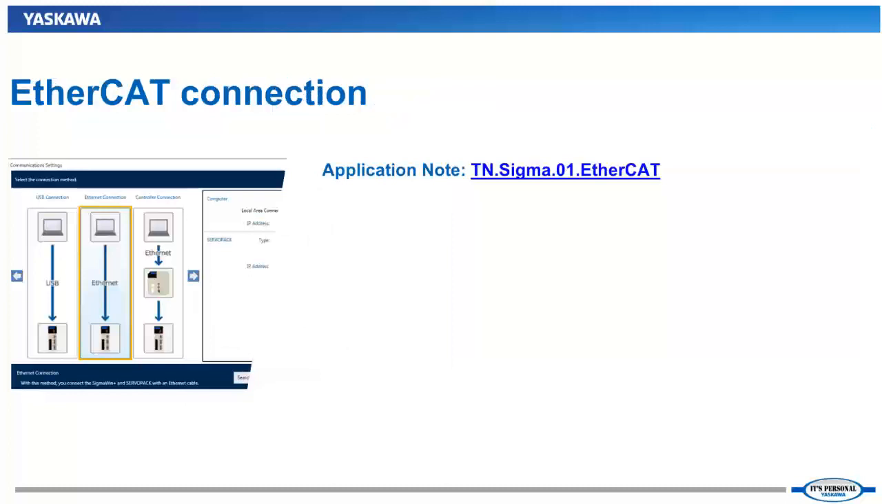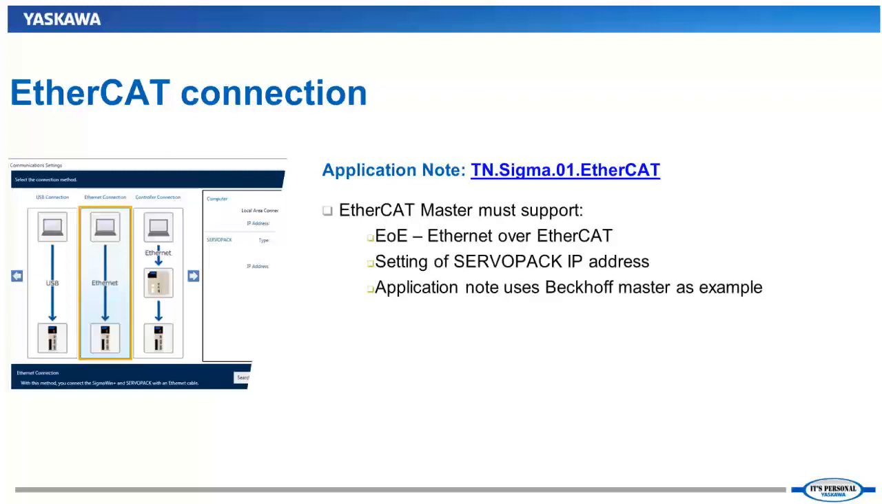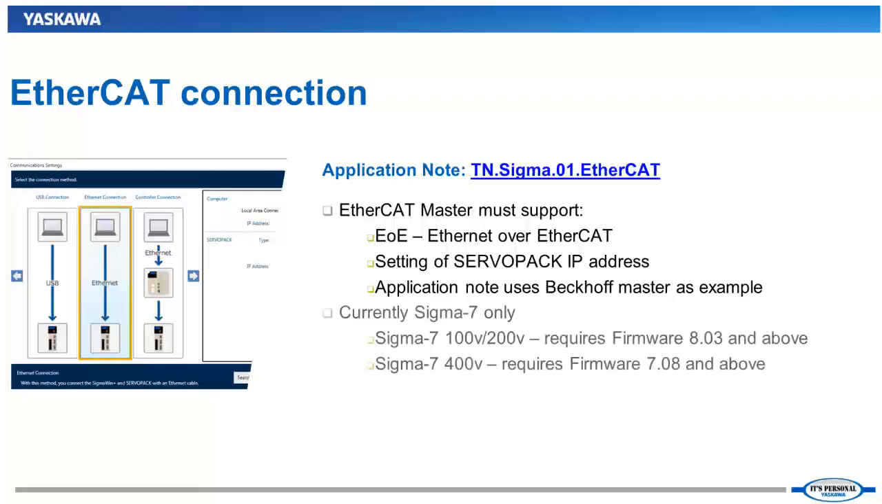EtherCAT connection, we have a really good app note with a link listed here to go over this in further detail, but just a brief synopsis. As I mentioned, the EtherCAT master must support Ethernet over EtherCAT, also being able to set the SERVOPACK IP address, and this application note uses Beckhoff as the example master. Currently, this is only supported on Sigma7 for the 100 and 200 volt models. It requires firmware 8.03 on the EtherCAT SERVOPACK, and for the 400 volt models, it requires firmware 7.08 or newer.